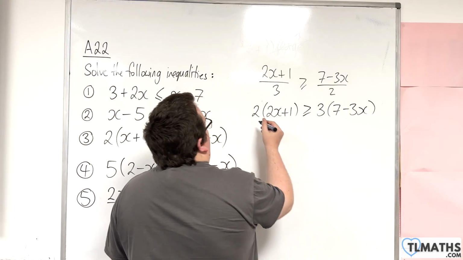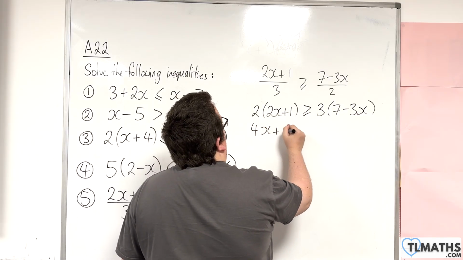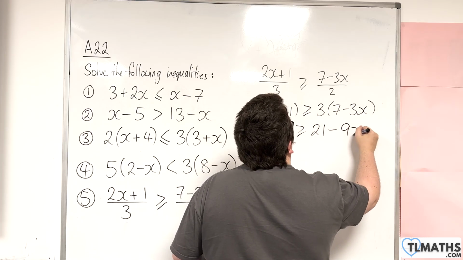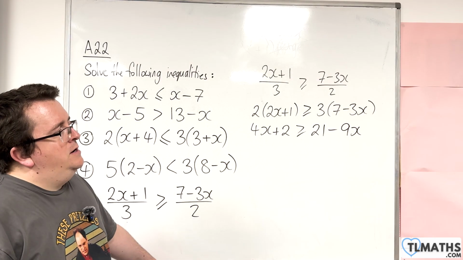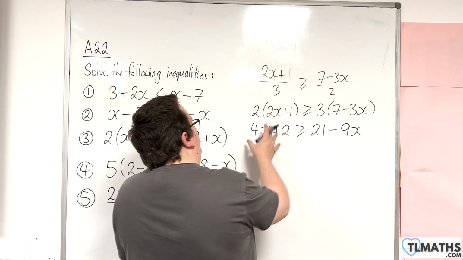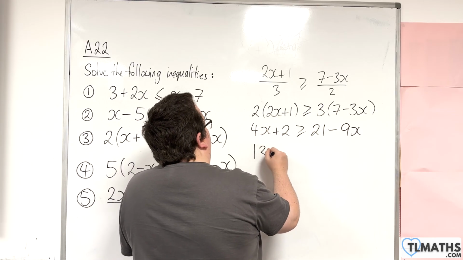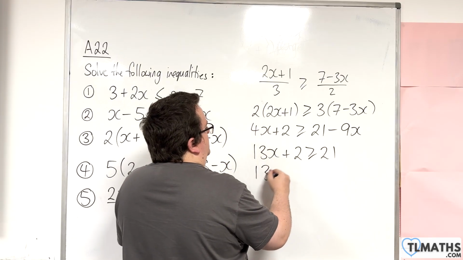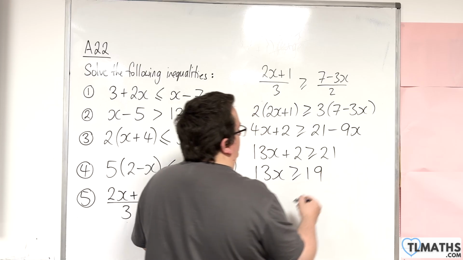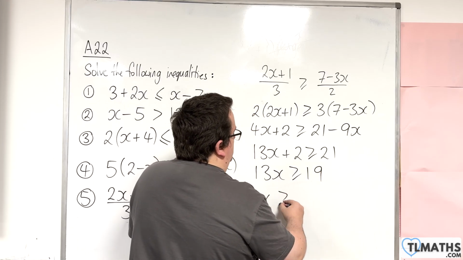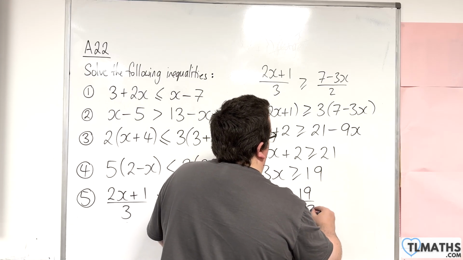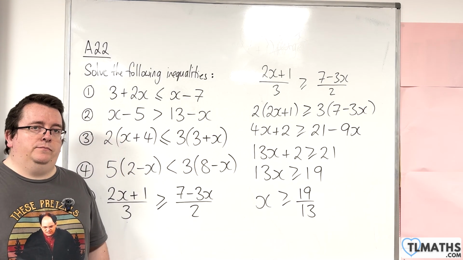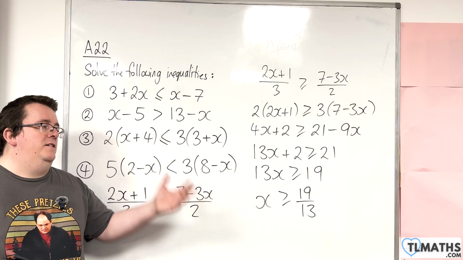I'm going to expand the brackets out. So 4x plus 2 is greater than or equal to 21 take away 9x. So let's add 9x to both sides. So I'm going to get 13x plus 2 is greater than or equal to 21. Subtract 2 from both sides. And then divide both sides by 13. So my final answer there is 19/13. Or rather, x is greater than or equal to 19/13.